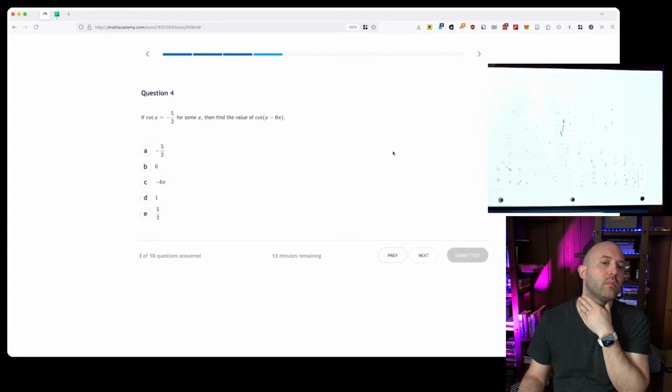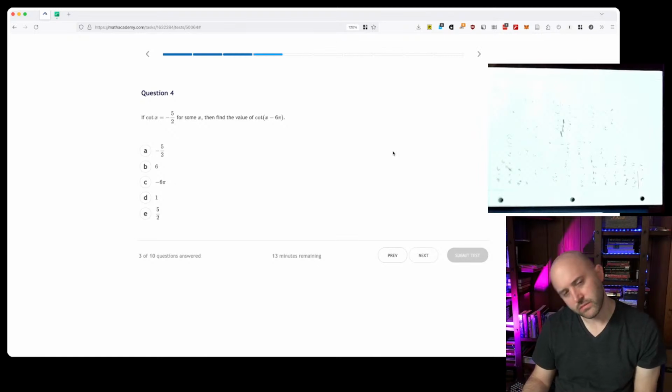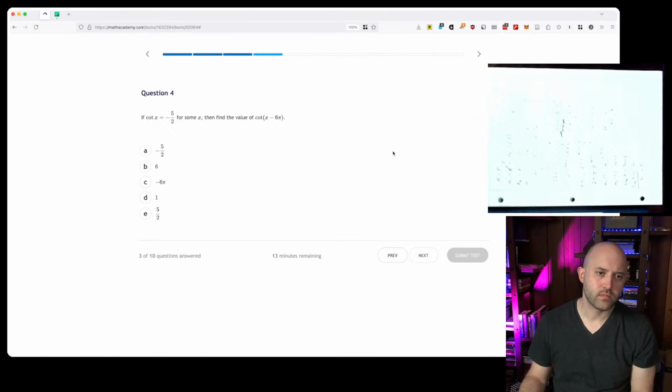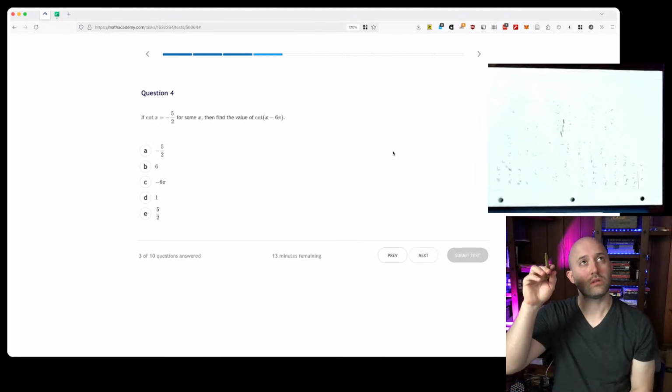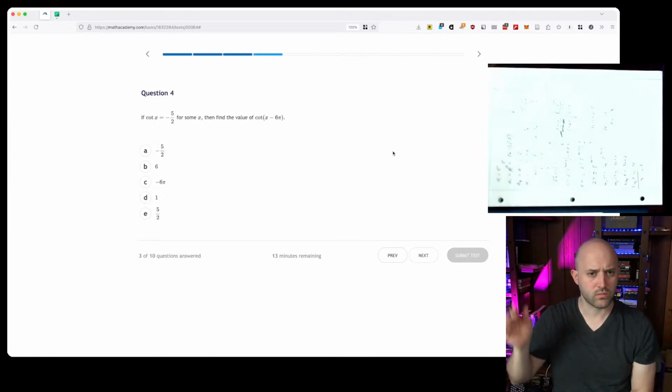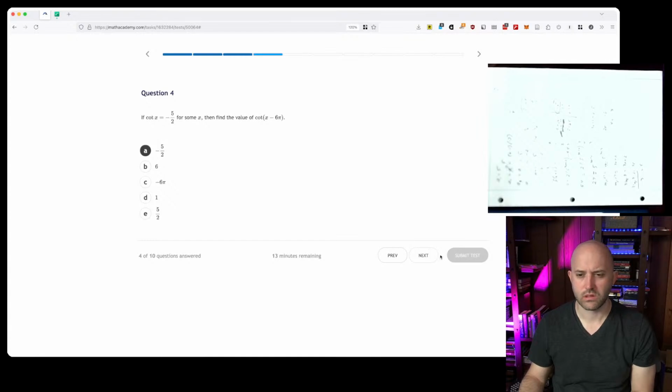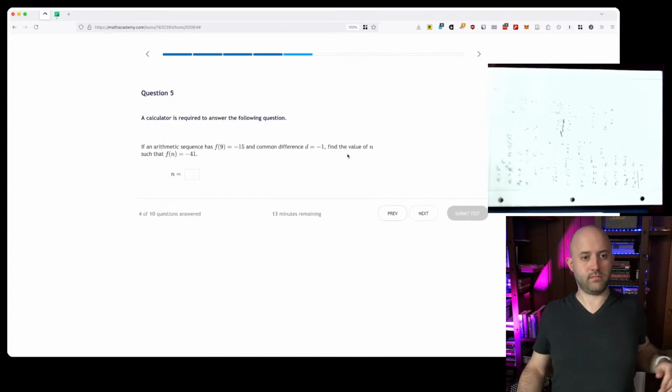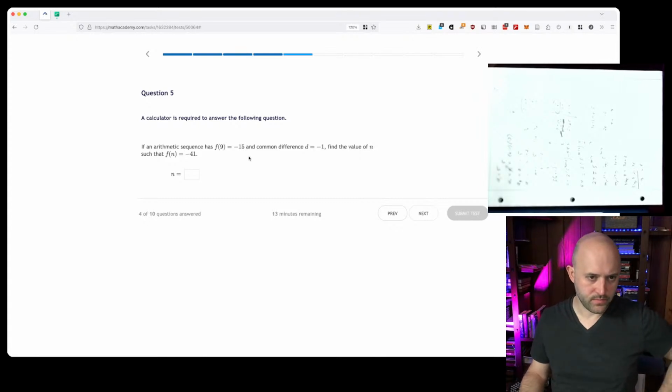Cotangent of x is -5 over 2. The value of cotangent of x minus 6. So cotangent of, is every pi? Is it pi? So tangent's asymptote, so it's every pi, so 6 pi, it's back to where you are, so -5 halves. Okay. Calculator is required. I am ready for this.